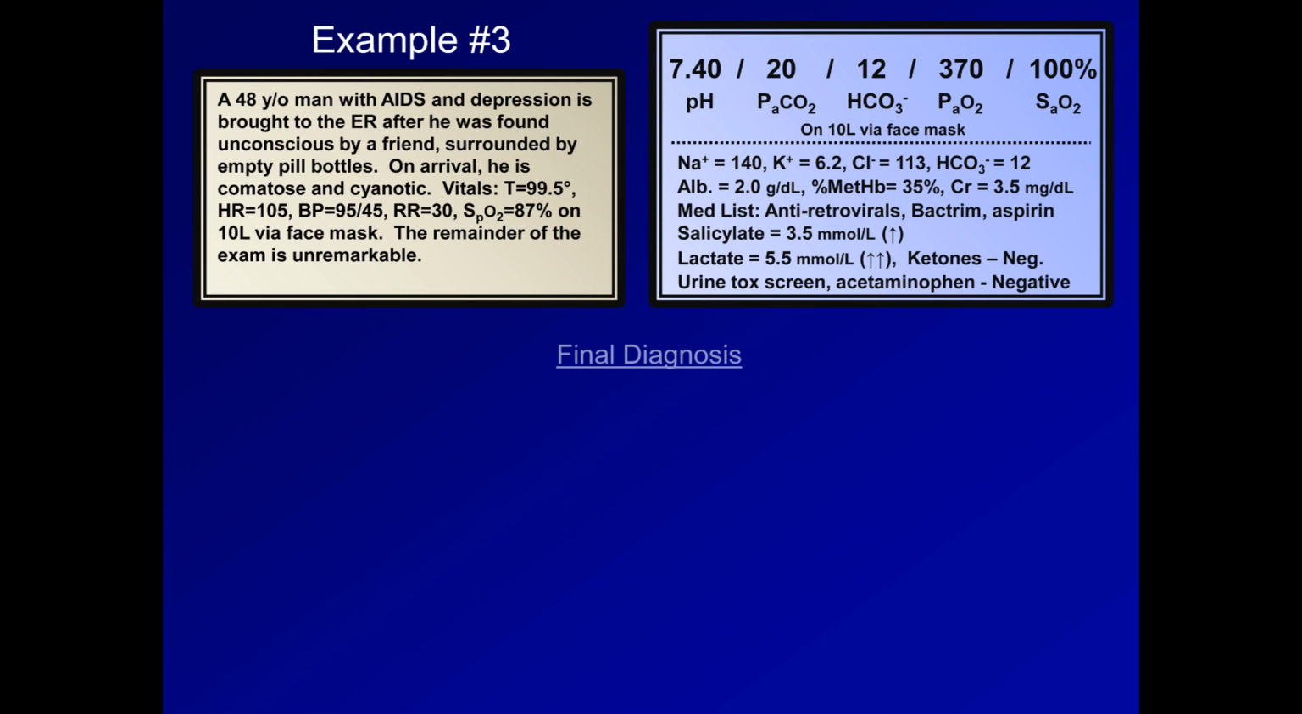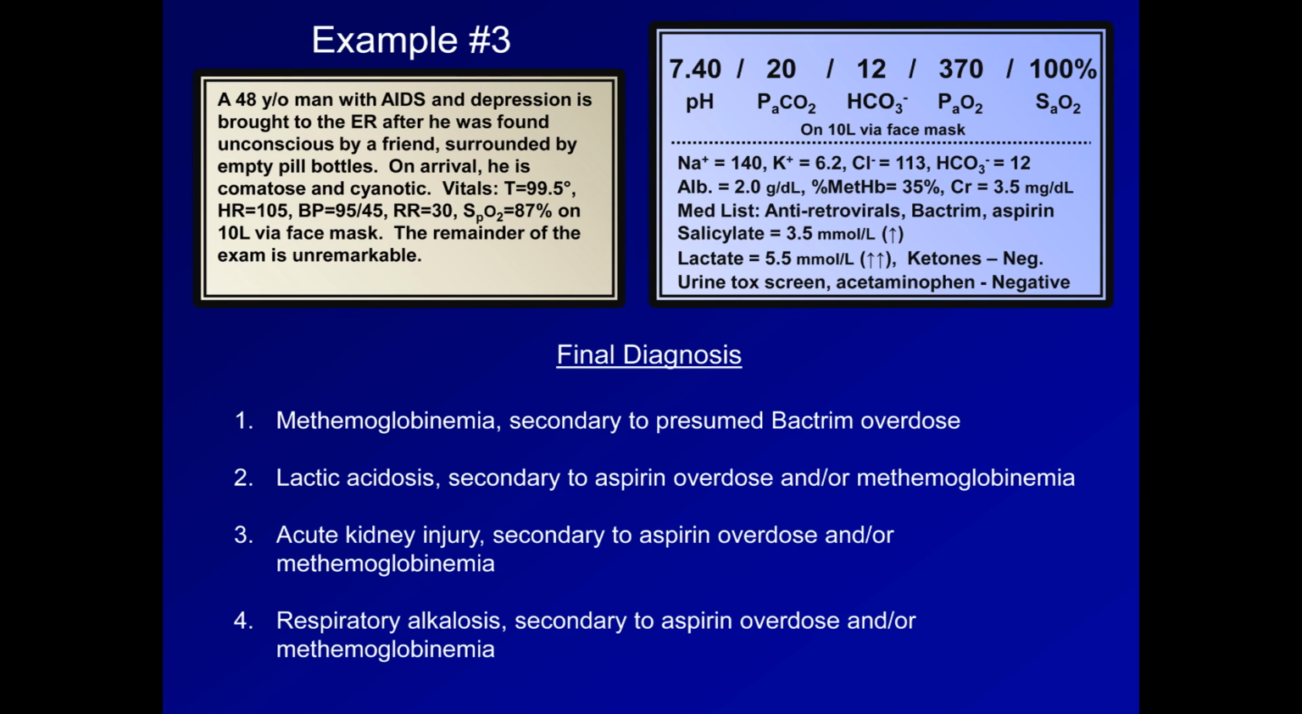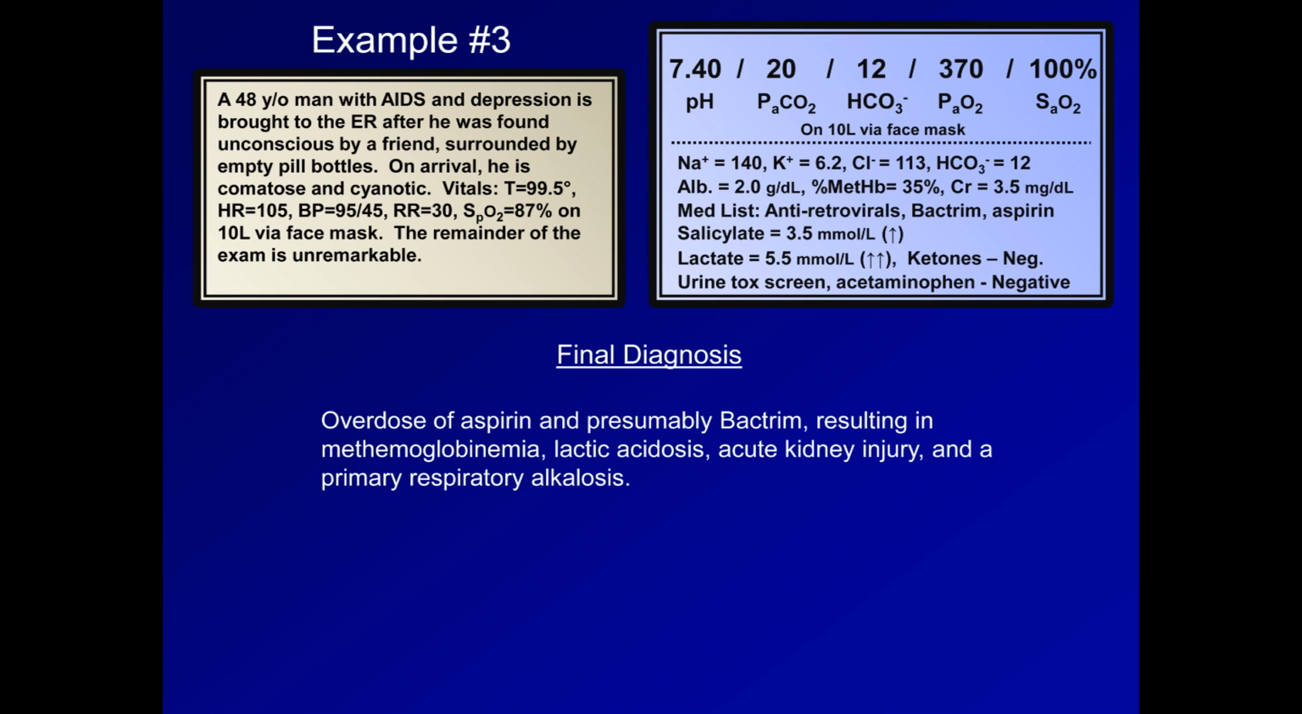So our final diagnoses are, number 1, methemoglobinemia secondary to presumed Bactrim overdose. Number 2, lactic acidosis secondary to aspirin overdose and/or methemoglobinemia. Number 3, acute kidney injury secondary to aspirin or Bactrim overdose. And 4, respiratory alkalosis secondary to aspirin overdose and/or methemoglobinemia. This list sounds quite cumbersome, so I probably would further synthesize it and instead describe the patient's diagnosis more succinctly as an overdose of aspirin and presumed Bactrim, resulting in methemoglobinemia, lactic acidosis, acute kidney injury, and a primary respiratory alkalosis.